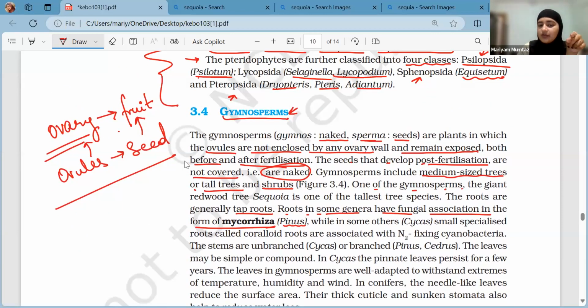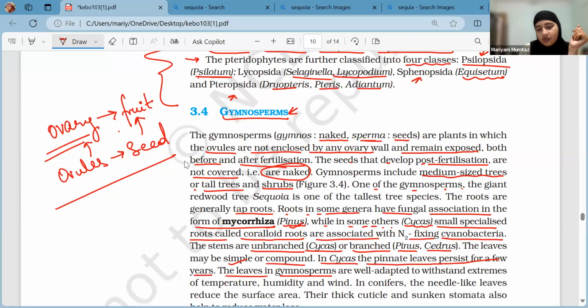So mycorrhizal association is there in the case of Pinus, while in some others, that is in the case of Cycas, small specialized roots that are known as coralloid roots are associated with nitrogen fixing cyanobacteria. Now the roots of Cycas have cyanobacteria present in them that are responsible for nitrogen fixation. The stems are unbranched in the case of Cycas or branched in the case of Pinus and Cedrus. The leaves may be simple or compound. In Cycas, the pinnate leaves persist for a few years.